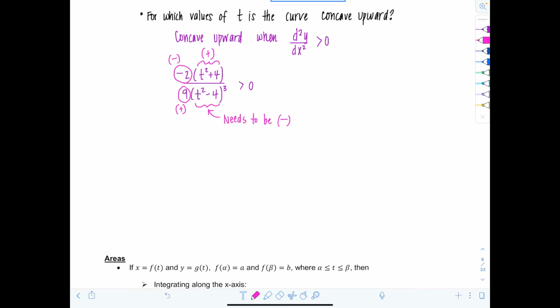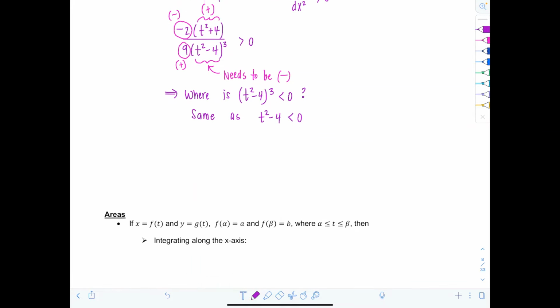Okay, that means I can ignore the other three factors or parts of the second derivative. All I need to focus in on right now to answer the question is, where is t squared minus 4 cubed less than 0? And that's the same as just figuring out where t squared minus 4 is less than 0, correct? Because if I cube it and it's negative, it's going to stay negative. Well, a couple ways you can solve this. This is a quadratic inequality.